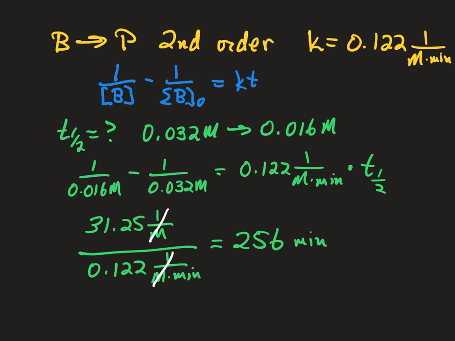And remember, the half-life time was 32 minutes for this system when we started with 0.256 molar. So this reminds us that the half-life time for a second-order process gets longer as we start with less and less material. Now, we have to remember what happens with half-lives.